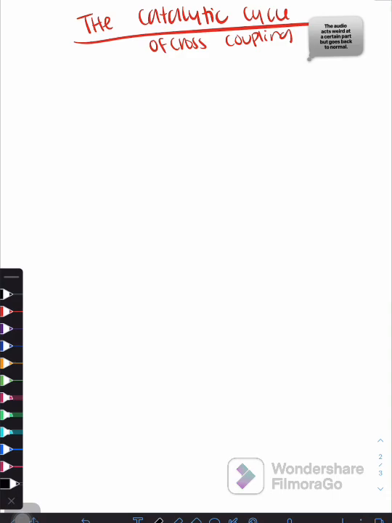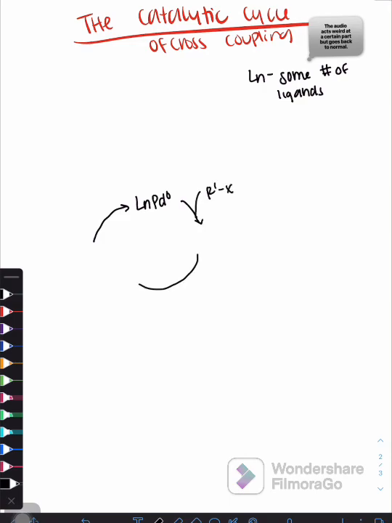So first, let's begin by drawing the cycle with Ln being some number of ligands, like this, and then we have an R1 group with a halogen. We're going to have that blank, and then we're going to have a metal within the halogen and a metal within R2 group. And then this one will also be blank.